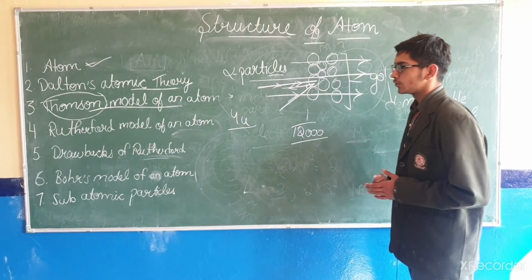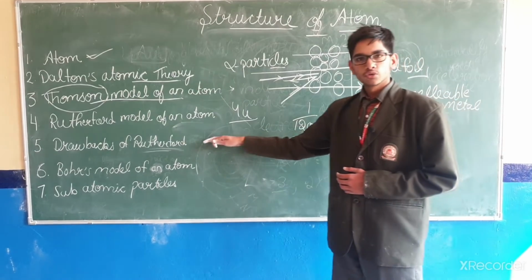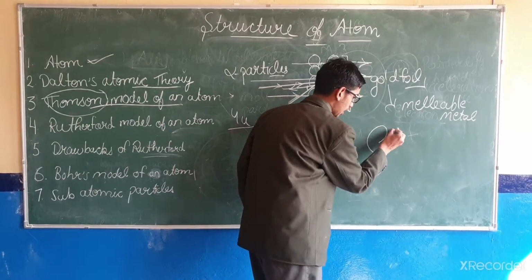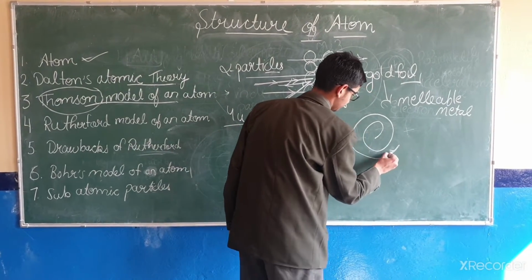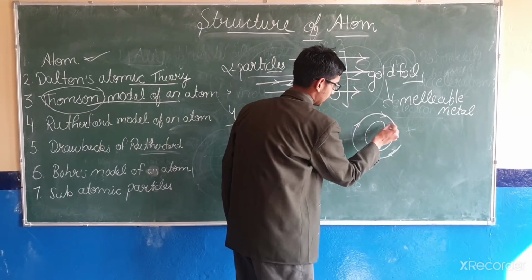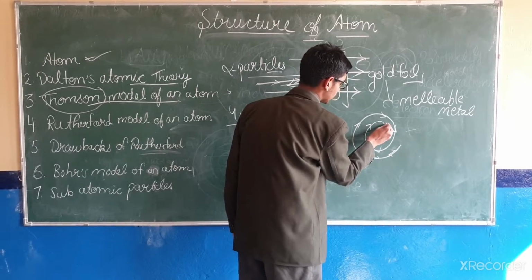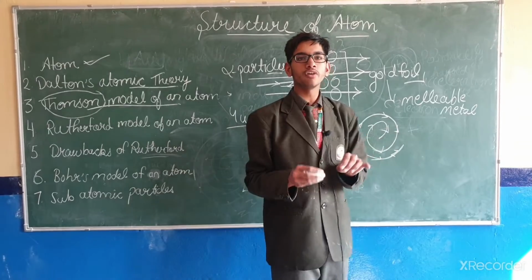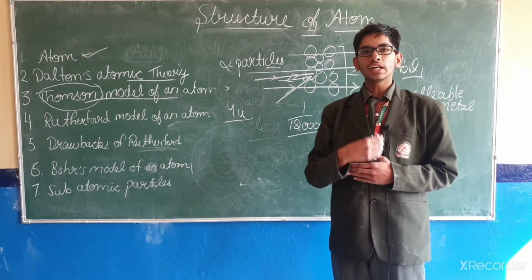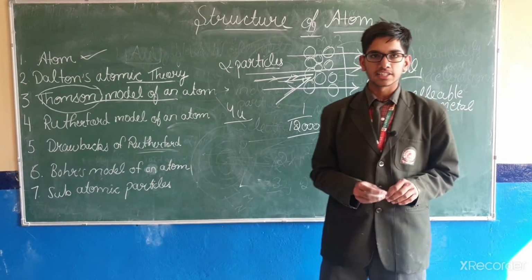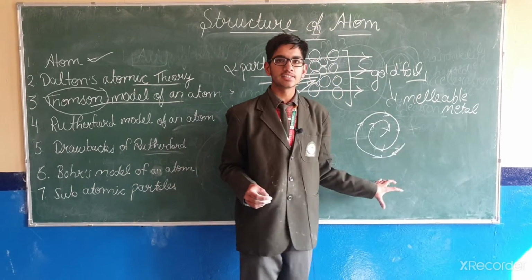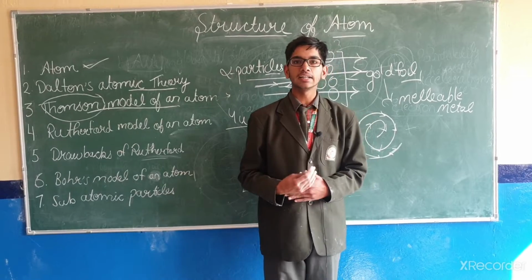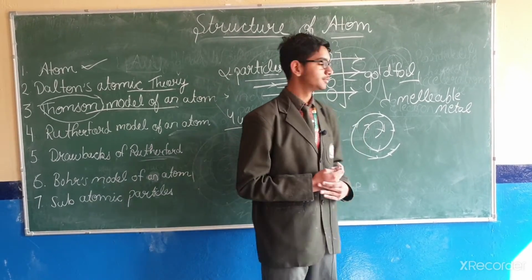Now I will explain to you what are the drawbacks of Rutherford. According to him, electrons revolve around the nucleus and fall into the nucleus. If electrons revolve around the nucleus, due to the acceleration, they will radiate energy. And if they radiate energy, the atom will be highly unstable. But we have studied that atom is a stable substance.